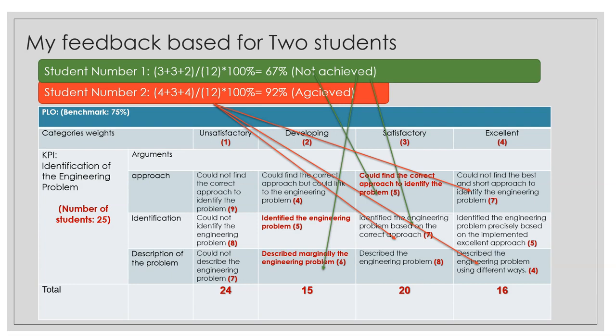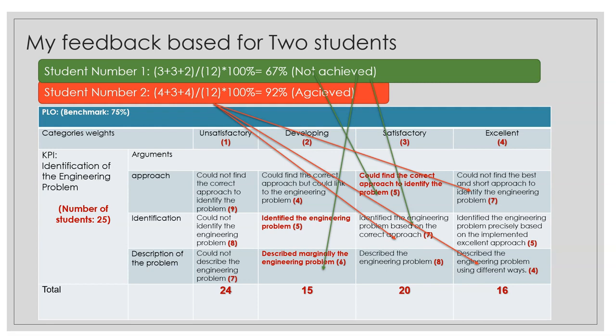Now my feedback for two students, as you see here in green color. For example, student number one took satisfactory for the approach, satisfactory for identification, and developing for description. We sum all the weights and divide by 12. Why 12? Because the maximum grade for the category excellent is 4, and we have 3 arguments, 4 multiplied by 3 equals 12. So the result is 67%, which is not achieved based on the benchmark of 75.